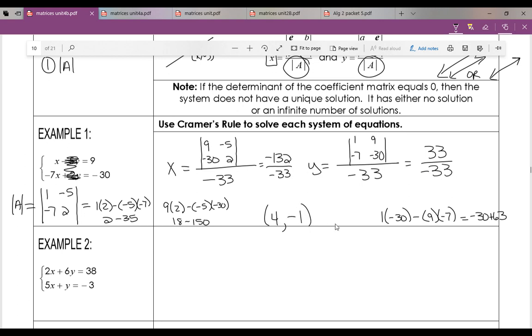Now, if you solve that by substitution, if you did elimination, or even if you graphed it, that would be the outcome. So now you have a different method for solving a system of equations using matrices and determinants. Okay.